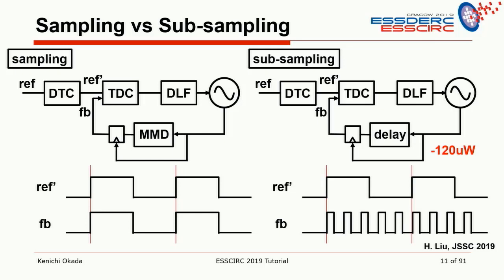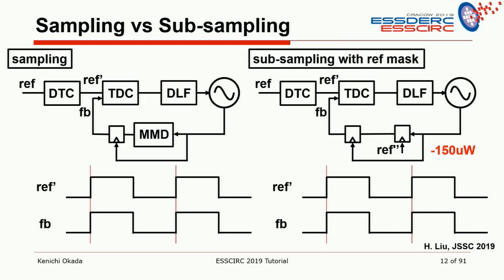If we apply a delay before the sampler, the rising edge here, as you can see, is almost equivalent and aligned to the reference signal. So if we put some delay like this, the multi-modulus divider can be removed. After the retiming by the flip-flop, we can realize almost the same rising edge here. I mean, this part. This rising edge is just used for the TDC operation. In this case, we don't need the multi-modulus divider anymore. This contributes a very large power reduction. In this case, 120 microwatt can be saved.